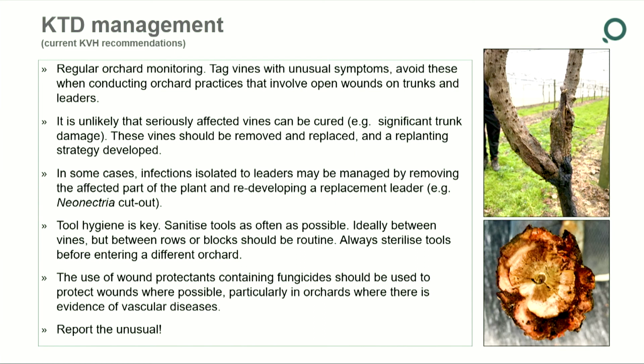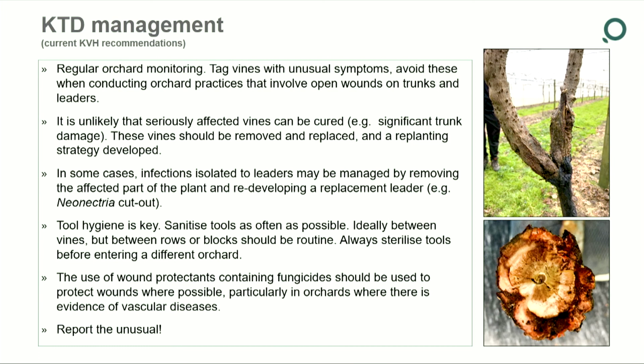Having said that, in the case of maybe Neonectria canker, they may be able to be managed by removing the affected part of the vine well below the symptom and redeveloping a replacement leader, and that may stave it off for a while. Obviously, tool hygiene is key. Sanitise tools as often as possible, ideally between vines, but between rows should be routine. Always sterilise your tools really well before entering a different orchard.